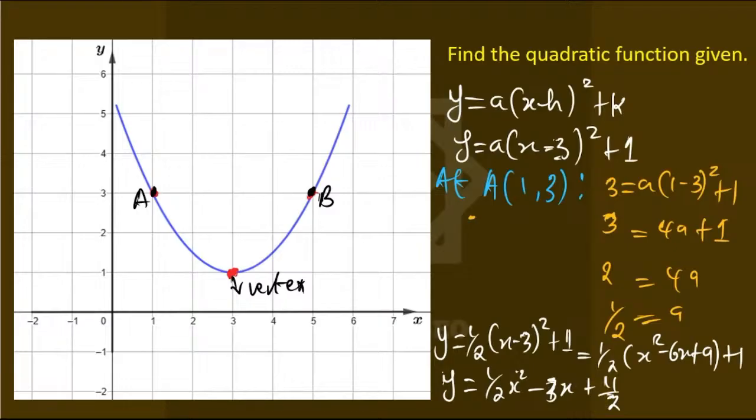So we know how to identify that whenever you are asked to find a quadratic function, you either use the vertex or use the x-intercept.